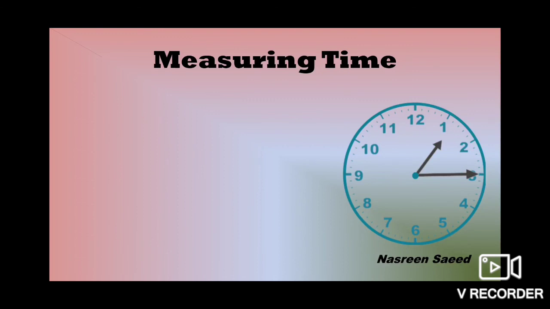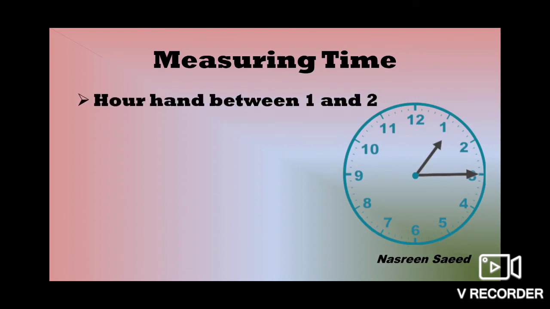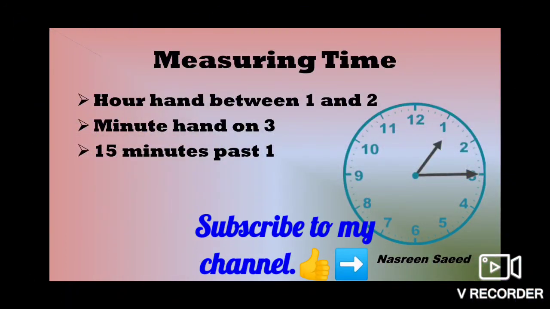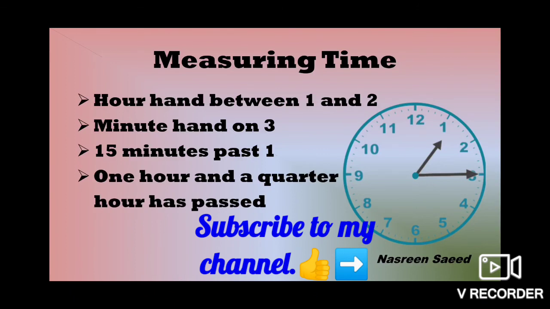Now let us see over here. My hour hand is between 1 and 2. Then my minute hand is on number 3. So it means 15 minutes past 1. 1 hour and a quarter hour has passed. So we are going to say it as quarter past 1.